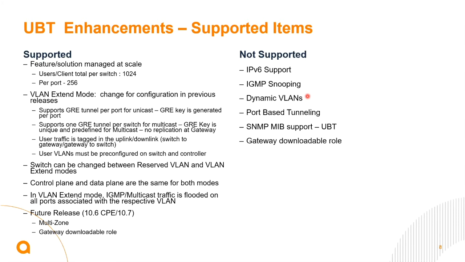You need to make sure that if we're tagging VLANs, we have them tagged appropriately for uplink or downlink, switch to gateway or gateway to switch for communication. User VLANs must be configured on the switch and the gateway. So we can use NetEdit to automate this now, or Central when we get the NetEdit functionality into Central over the next year or so.